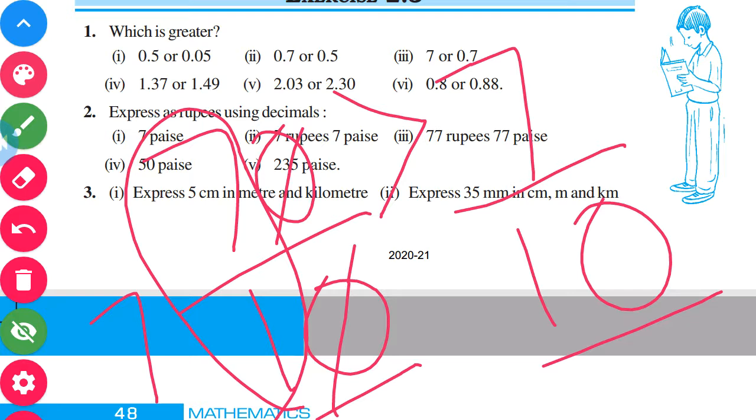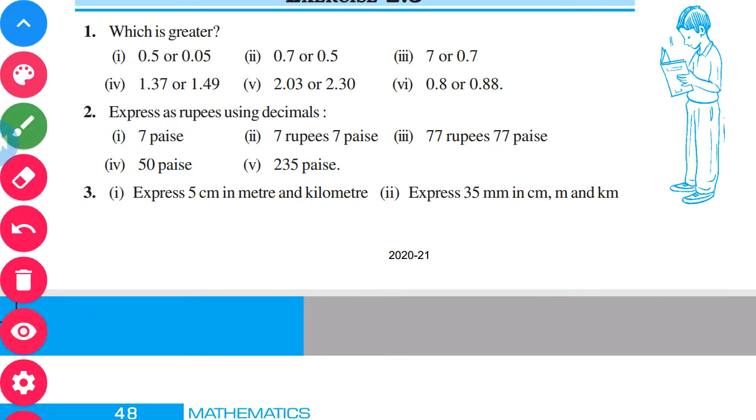So I hope you have understood this part, and if you have not understood, please do message me. So I'll go with the next one then. To compare, you have to see whether logically you can do it, but it is good to have proper steps to understand why it is greater and why it is smaller. So now we'll go with the next one, that is express as rupees using the decimal. So let us go with the first one then.